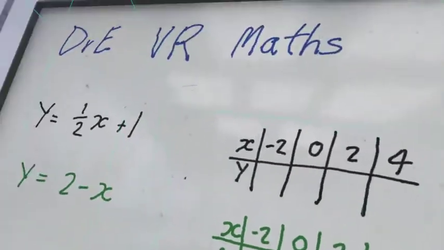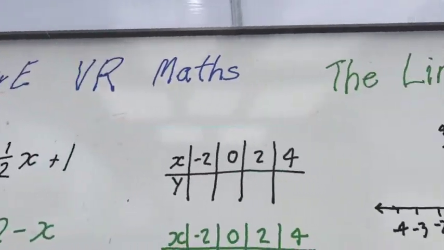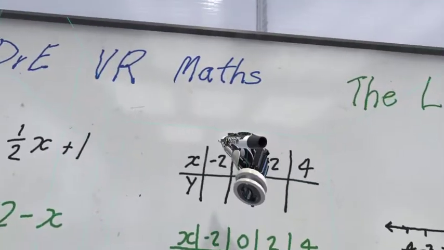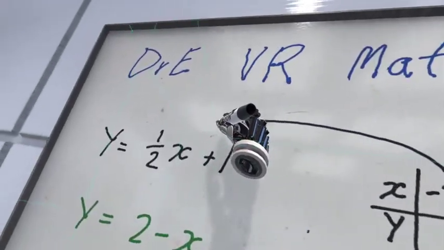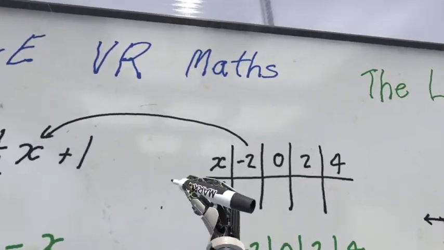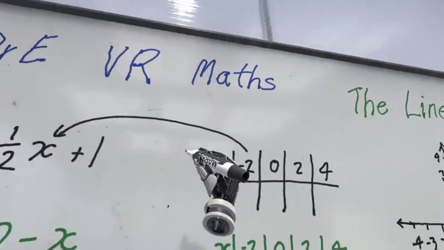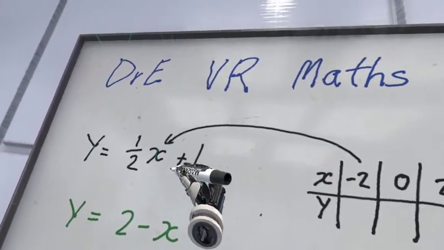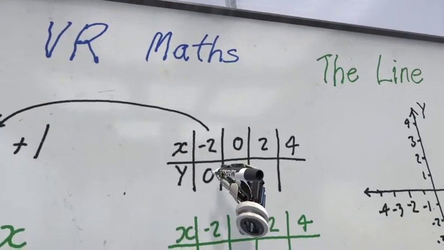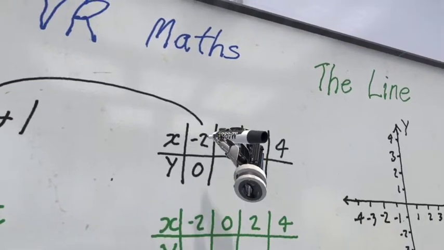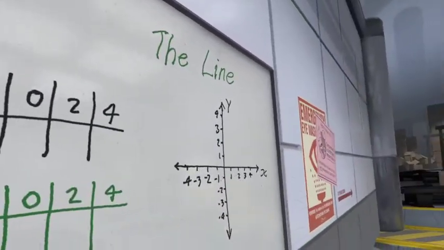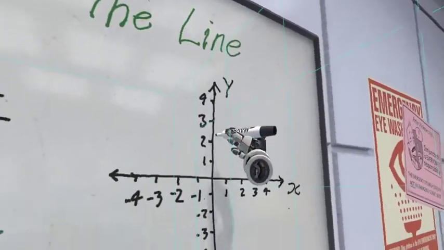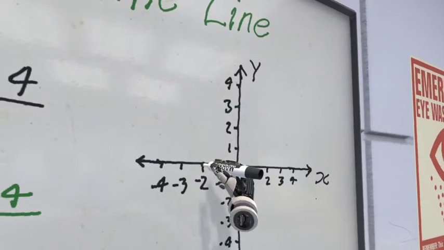We'll do the black one first. y equals a half x plus 1. So each one of these is going to go in the place of the x. So a half of minus 2, what's half of minus 2? Minus 1. So minus 1 plus 1 is 0. So that's our first point: minus 2, 0. So minus 2 is the x value, and the y value is 0. So it's going to go there.